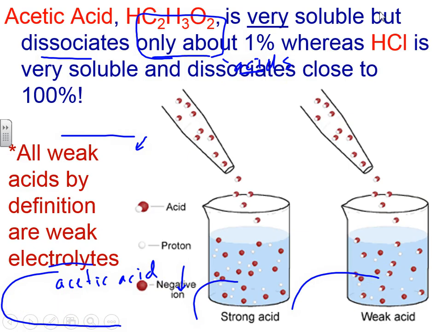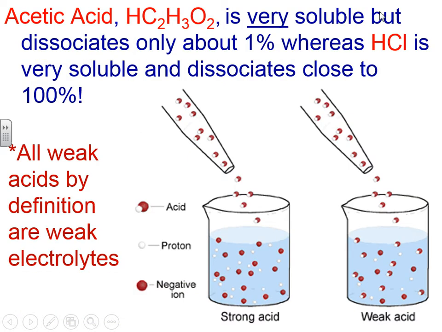Here is a picture of what we just discussed. So acetic acid, here is the formula of it again, is very soluble in water. In other words, it dissolves if you throw it into water. However, it dissociates only about 1%. So just 1% of the acid will break apart. Whereas hydrochloric acid is very soluble as well, but dissociates completely, close to 100%, 99.999%. And so what you see here is an example of a strong acid.